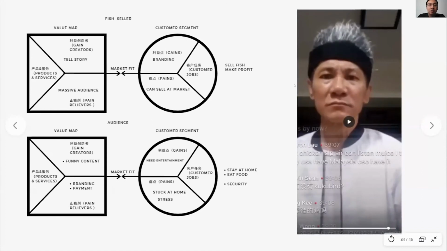This is how they do it. Okay, let me tell you what Wang Lei actually has. He has two customer segments. One is a fish seller. So you have to also take.